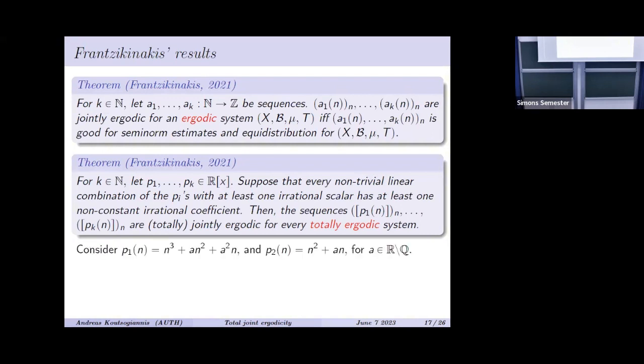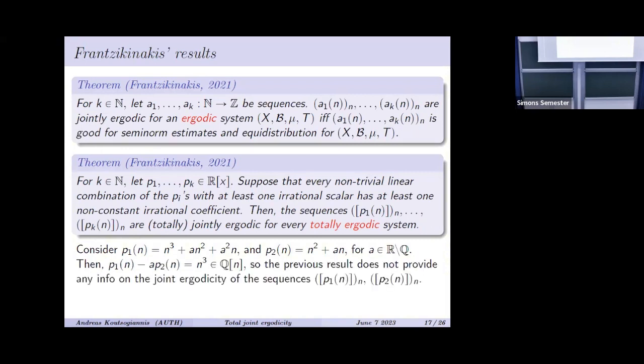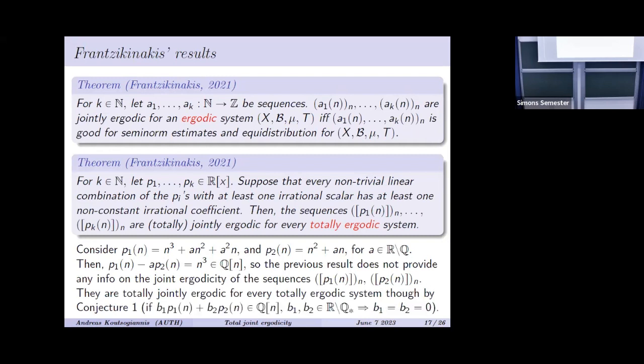Because you can consider, for example, for your favorite irrational number, let's take, totally randomly, square root of 17, for example. Pick P1(n) to be n cubed plus an squared plus a squared n, and P2(n) to be n squared plus an. Then you can find a non-trivial linear combination with at least one irrational coefficient, which is a rational polynomial, so you cannot use this theorem. Whereas if conjecture one was true, then you would be able to say that these two sequences are jointly ergodic for any totally ergodic system, because if you take a non-trivial linear combination with irrational coefficients of 0, then they have to be 0, both. So in a way, conjecture one generalizes this very nice result of Nikos.